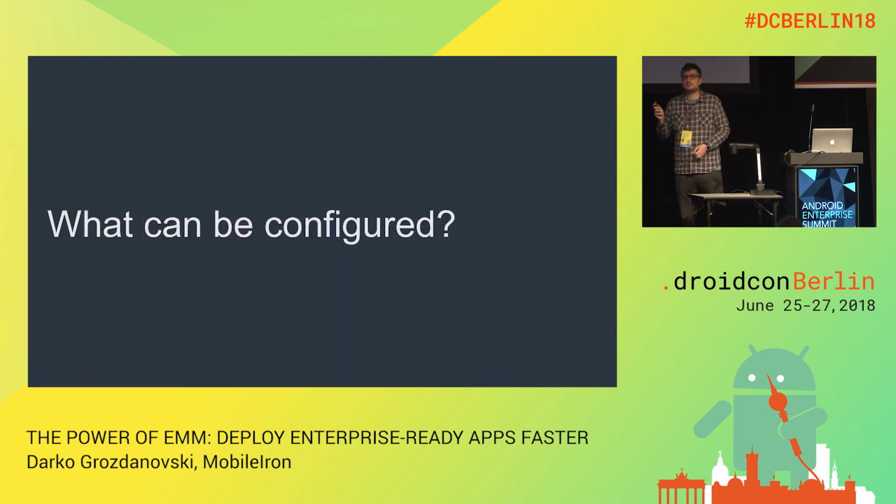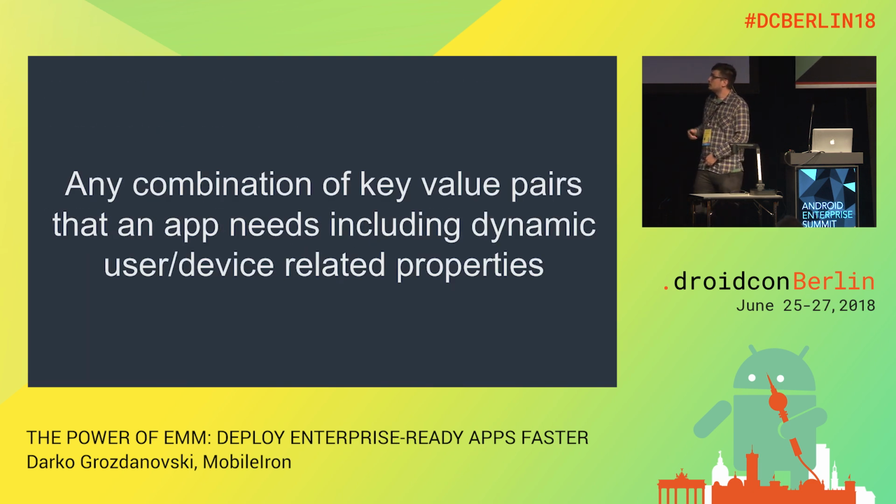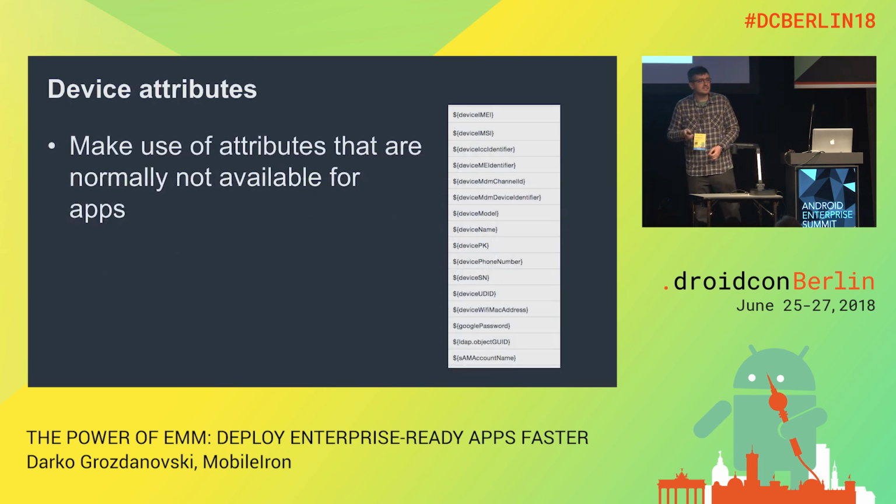So the question is what can actually be configured right now. Any combination of key value pairs you can think of, you can configure and send them back. So you can request them, and the IT admin can configure values for them and send them back to your application. Plus, this is quite an interesting thing, you can actually send some dynamic properties or properties based on the device. Things that even as developers right now we cannot read, like the Wi-Fi MAC address, for example, is a property which is not available after Android 6.0.